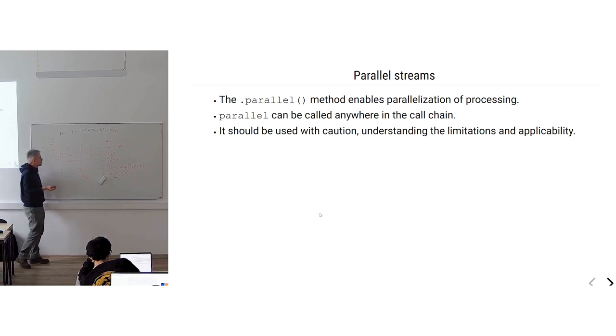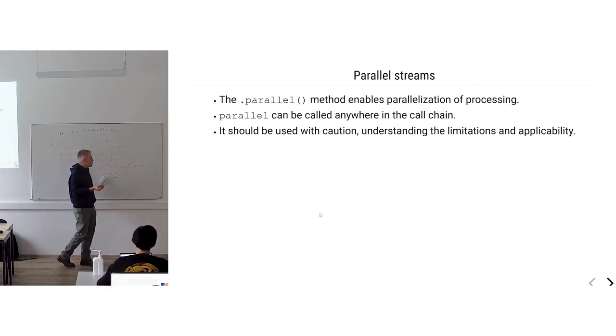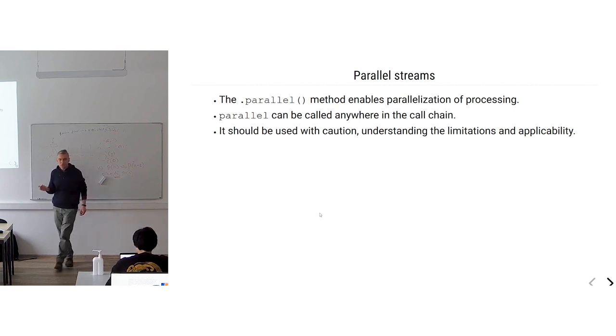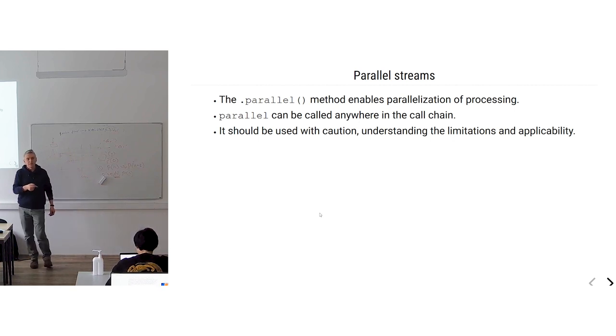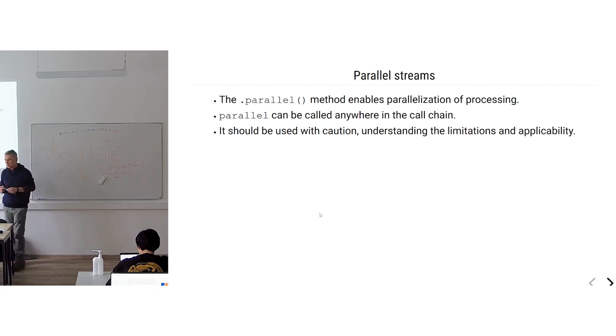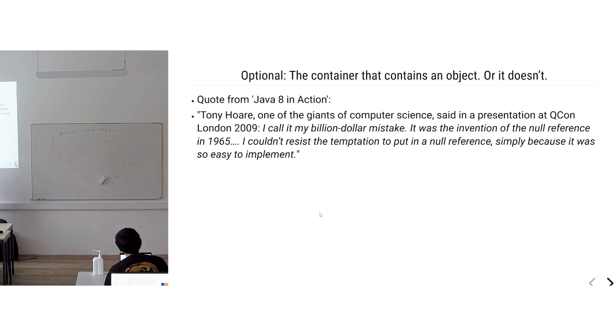And not only this, you should take care about the data structures that you are using. You already know that there are thread-safe and not thread-safe data structures. And of course, if you are using parallel stream processing, you must be careful and use only thread-safe data structures. So this parallel method is a sort of magic, but this magic doesn't magically solve all your problems with performance of processing. So please use this with caution.